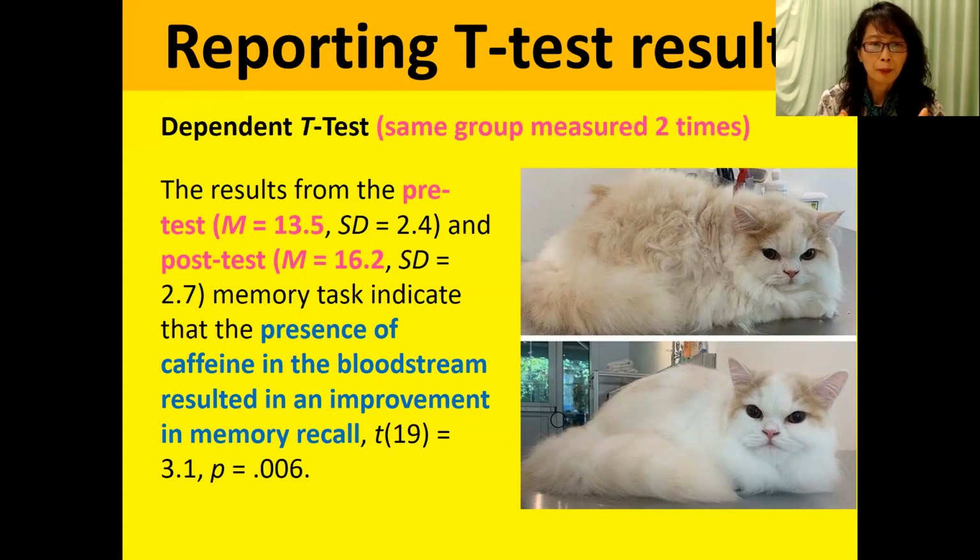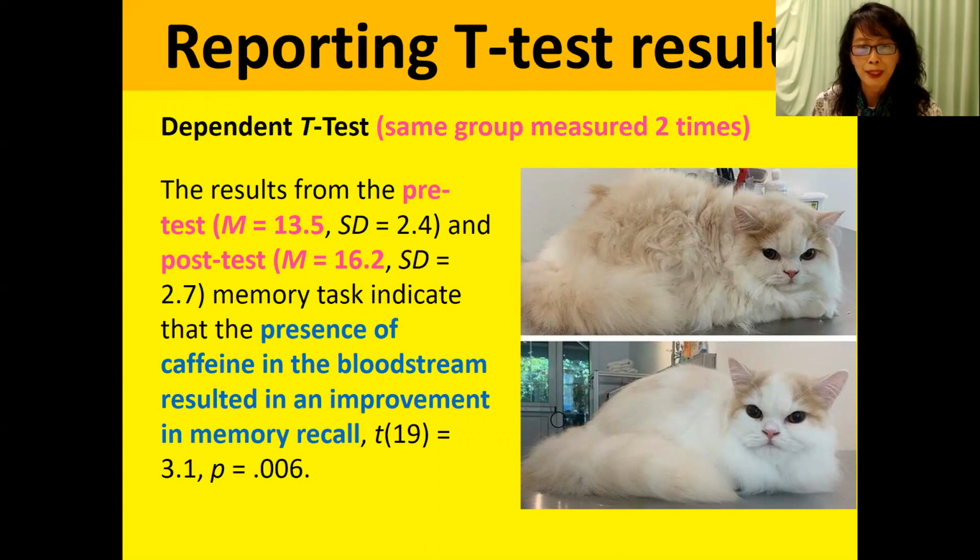So the results from the pre-test and the post-test in the memory task indicate that the presence of caffeine in the bloodstream resulted in improvement in memory recall. So there is comparison of pre-test and post-test and it shows that there is a significant difference. P equals 0.006. 0.006 is much, much smaller than 0.05. Okay, so the results are significant.